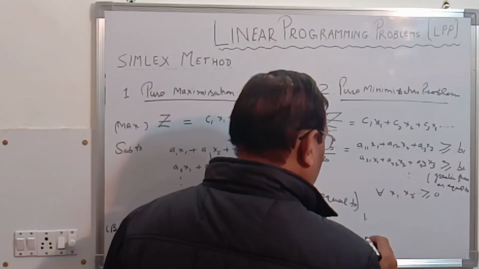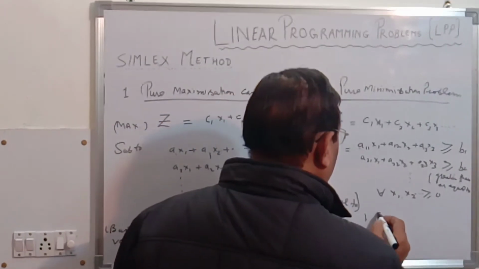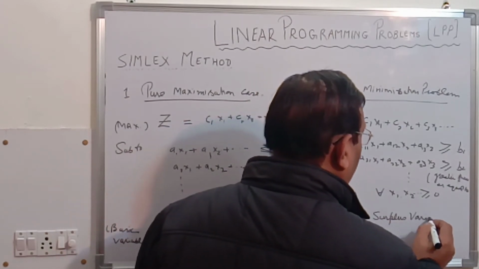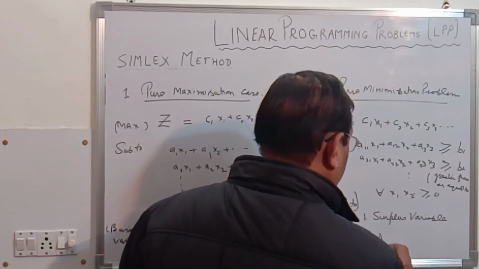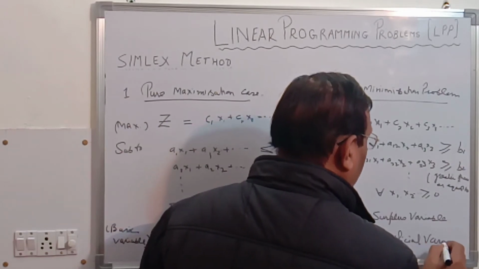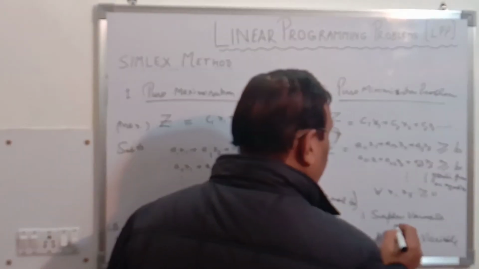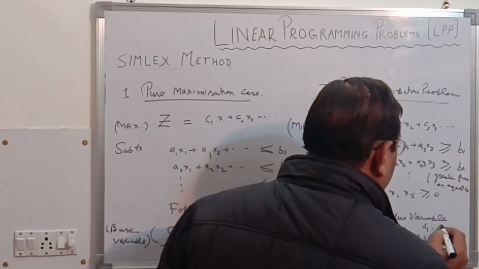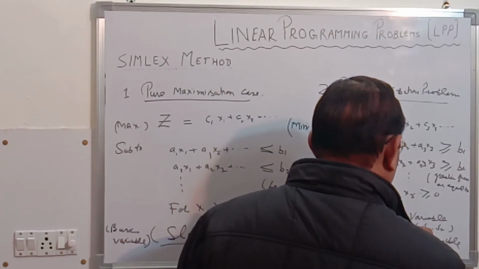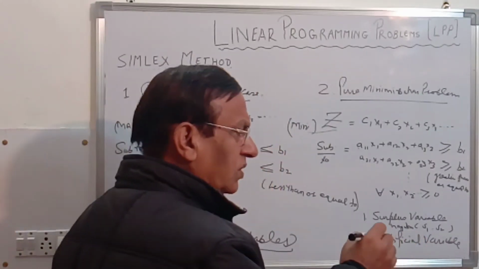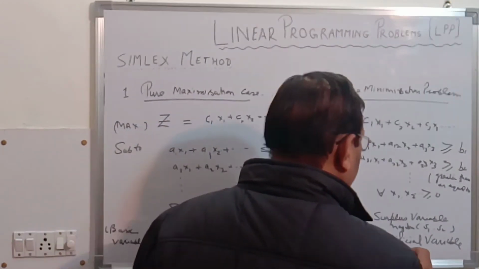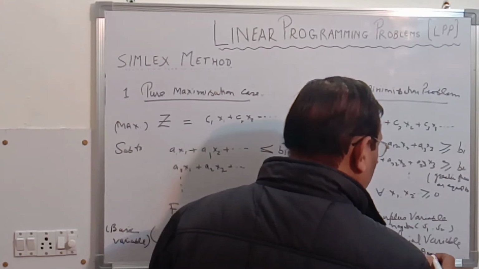then we use two types of variable. One is surplus variable and second is artificial variables. Surplus variables are S1, S2, negative. These are negative S1, S2, so on, whatever. And this is artificial, means dummy. These are A1, A2, like so on.